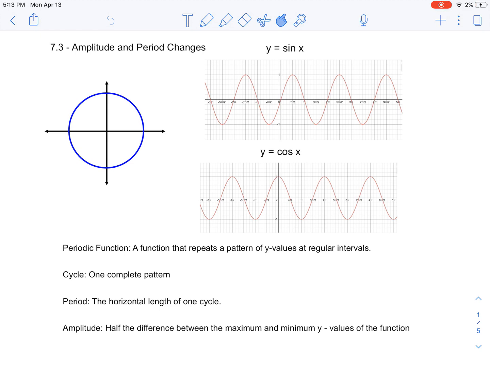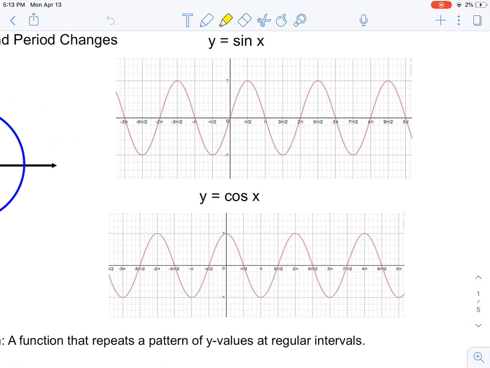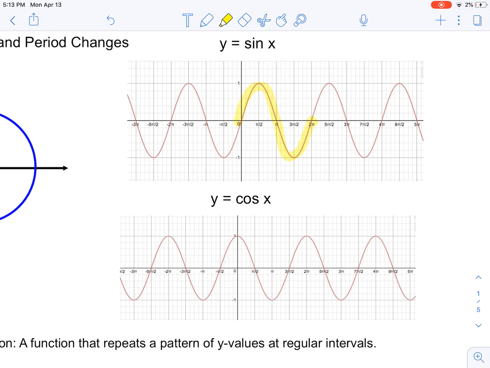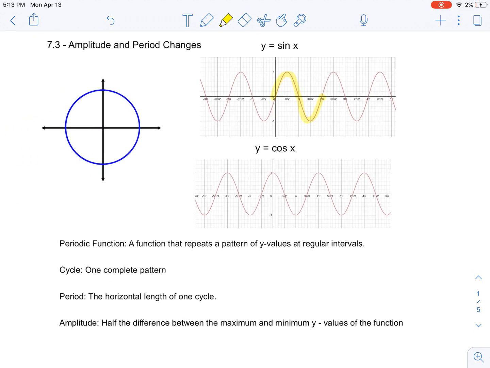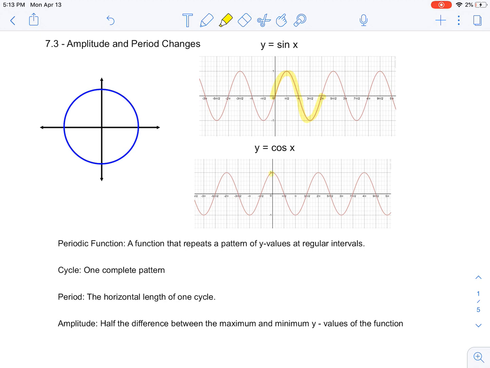In order to know how to graph sine and cosine, we need to look at the graph and understand a few things. This is a periodic function. So what that means is that this function repeats itself. So you can kind of see from the sine graph and the cosine graph that the graph repeats itself and continues on in both directions, repeating itself. A cycle is one complete pattern. So if I look at the sine graph, this would be considered one complete cycle. After that, it'll repeat itself. So that's one cycle. On the cosine, one cycle looks like this.